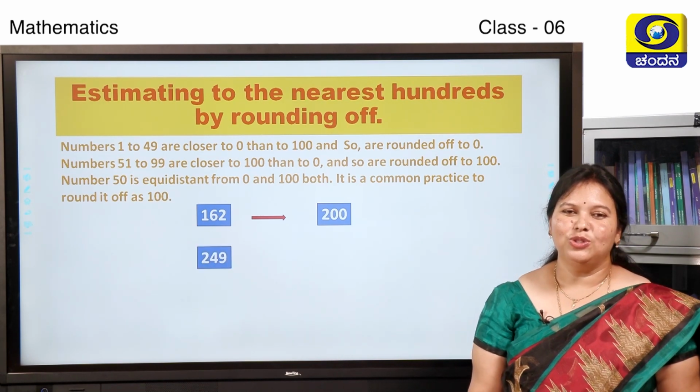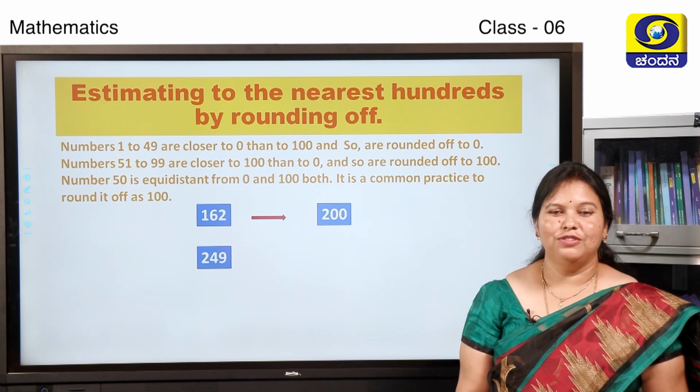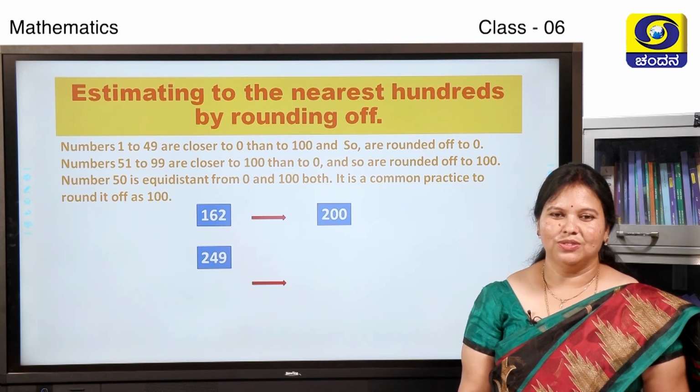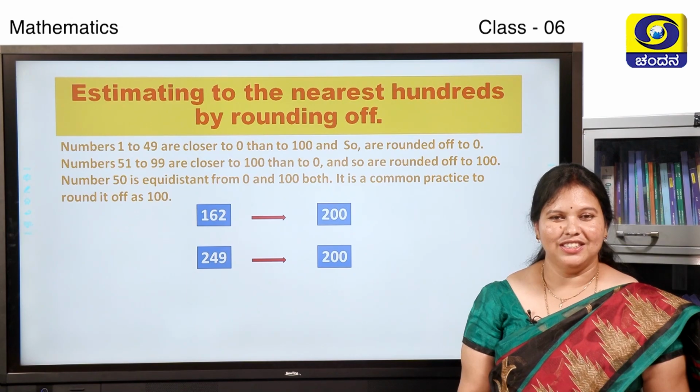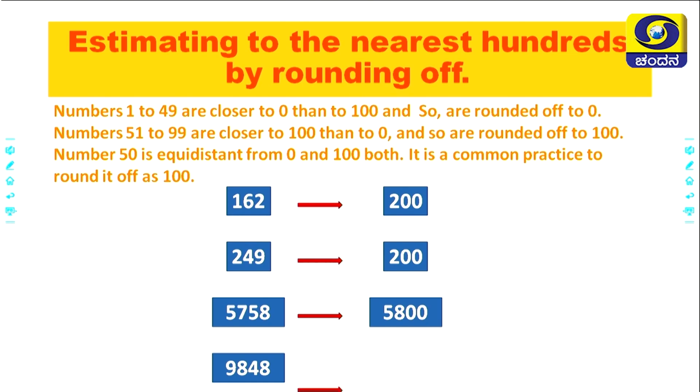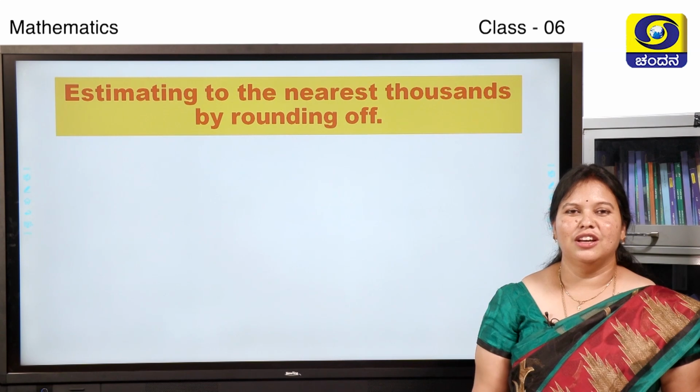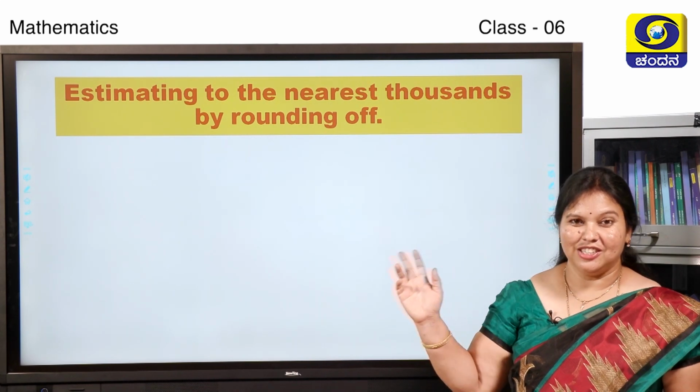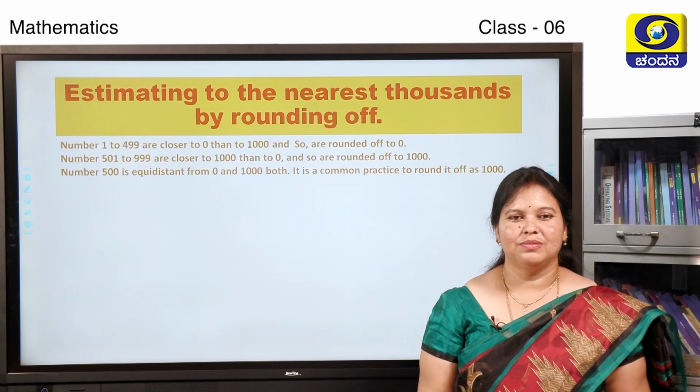Similarly, how to round off 249? We round off 249 to 200. We round off 5758 to 5800. Similarly, 9848 is rounded off to 9800. Now, we will estimate to the nearest thousands by rounding off.